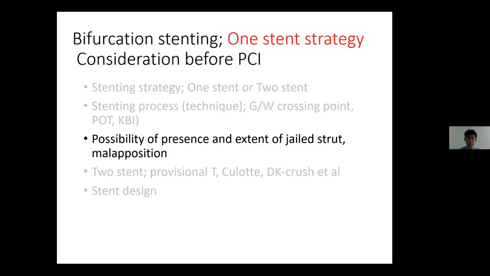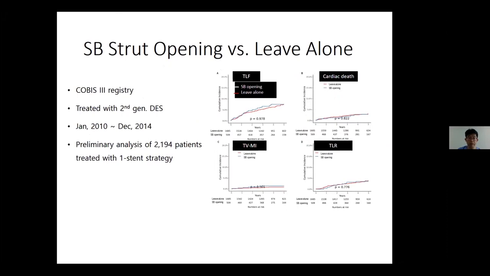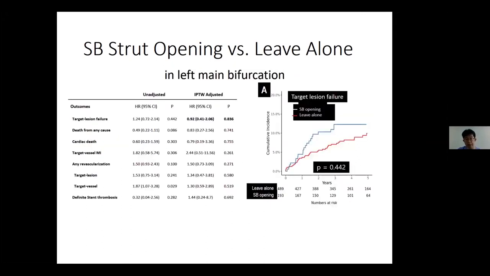So next, an important component: the possibility of presence and extent of jailed strut malposition. This is the second question: side branch strut opening, or leave alone, not opening. This is the COBIS-3 study. The blue line is side branch opening with KBI. The red line is not KBI, leave alone. As you can see, TLF, cardiac death, TVMI, and TLR show no significant difference between the two groups. And multivariate analysis tells us no difference in TLF between the two groups.